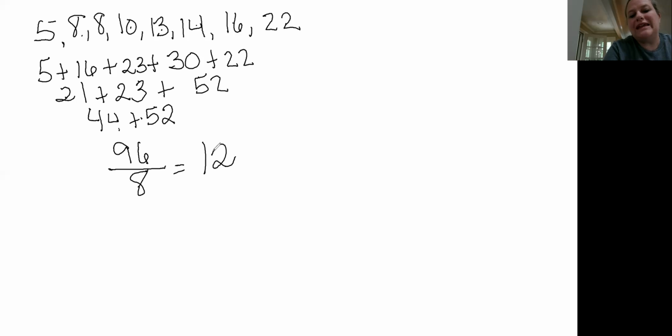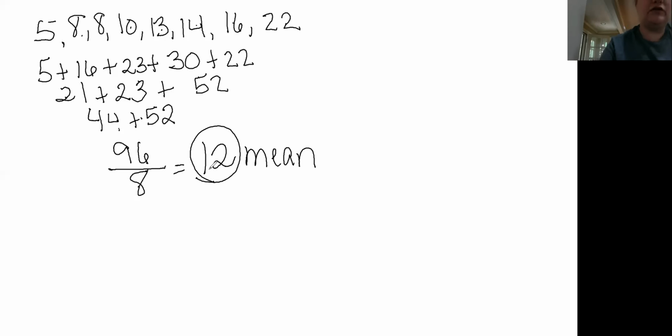So the mean for this data set is 12. And again, all I did was add these up. Now I could have just written them all out, 5 plus 8 plus 8 plus 10 plus, but I just went through and started combining them, 8 and 8 is 16, 10 and 13 is 23, so I had bigger numbers to work with. And then 96 divided by 8 is 12. Okay, so our mean is 12.